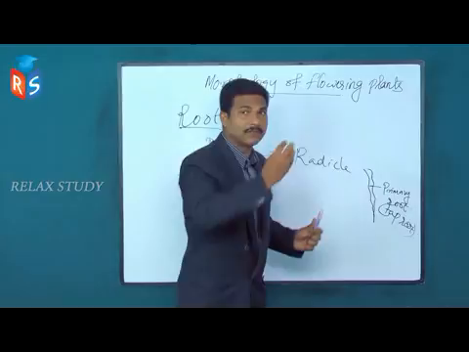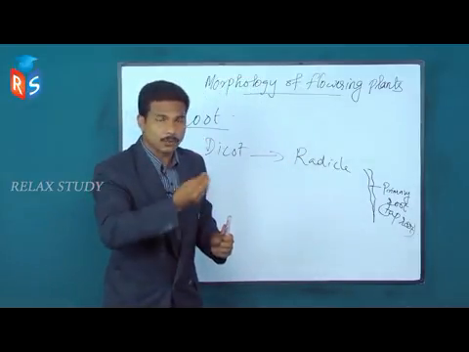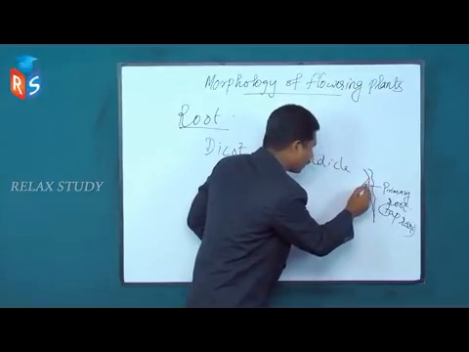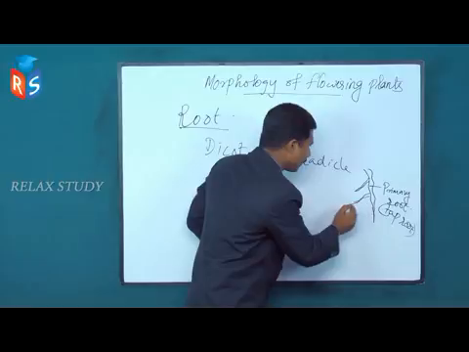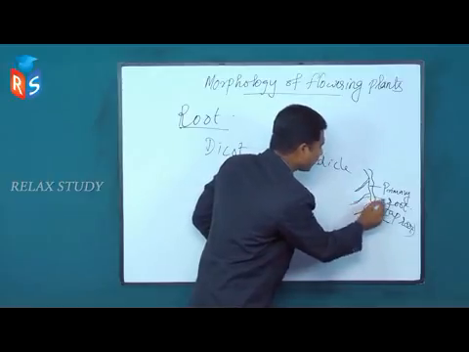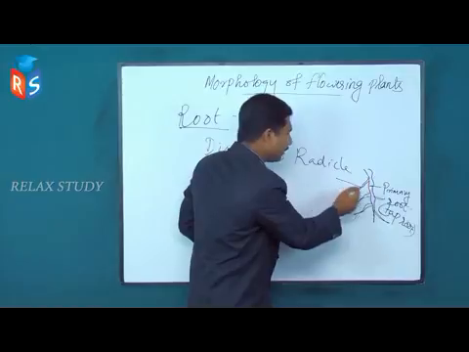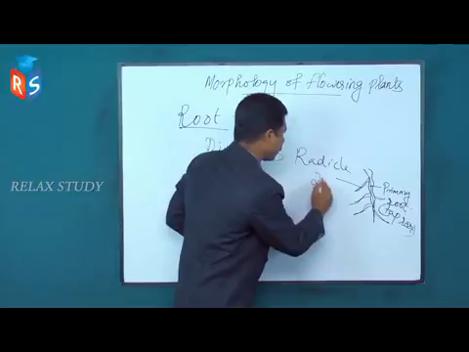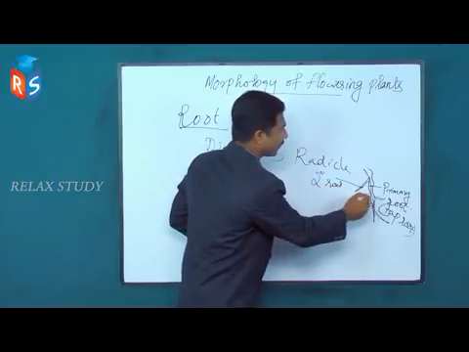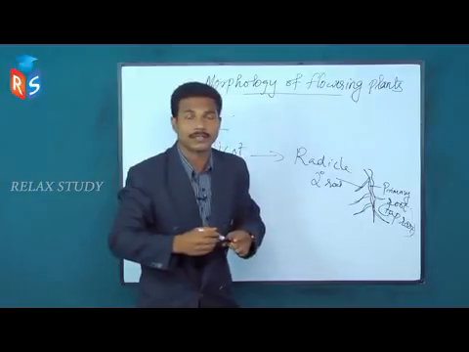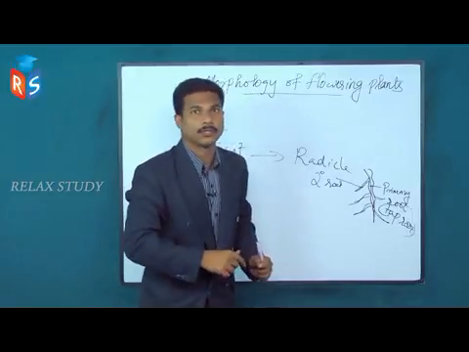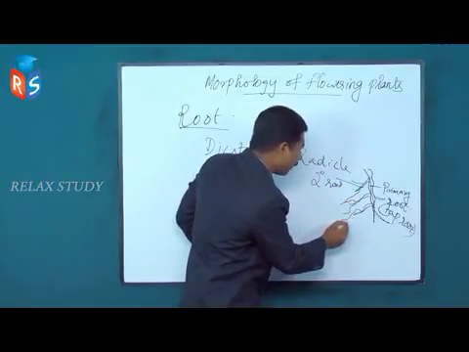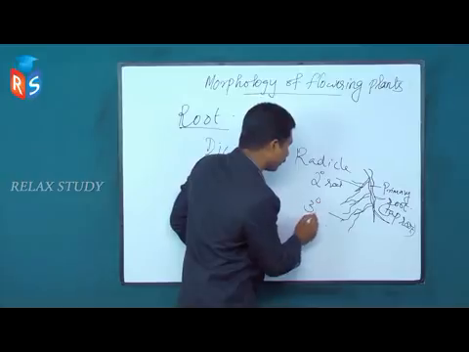Then afterwards, whenever it is elongating through the soil, some short branches are developed from this root. The branches which are developed from this main root or primary root are known as secondary roots. These branches are known as secondary because they directly diverge from the primary root. Again, some more branches may develop from this secondary root. Such fine branches are known as tertiary roots.